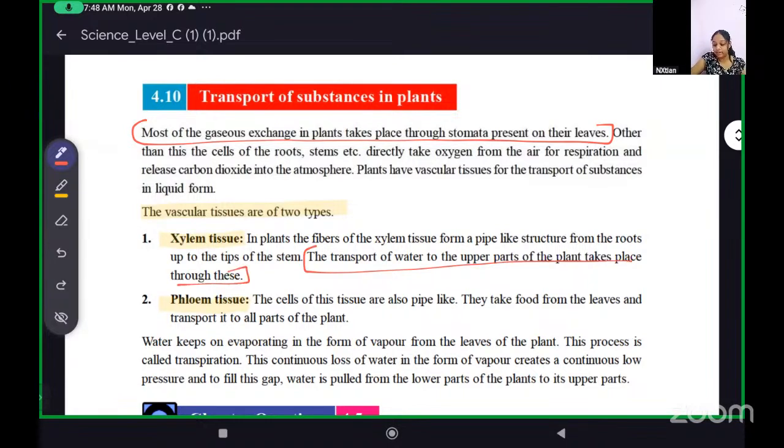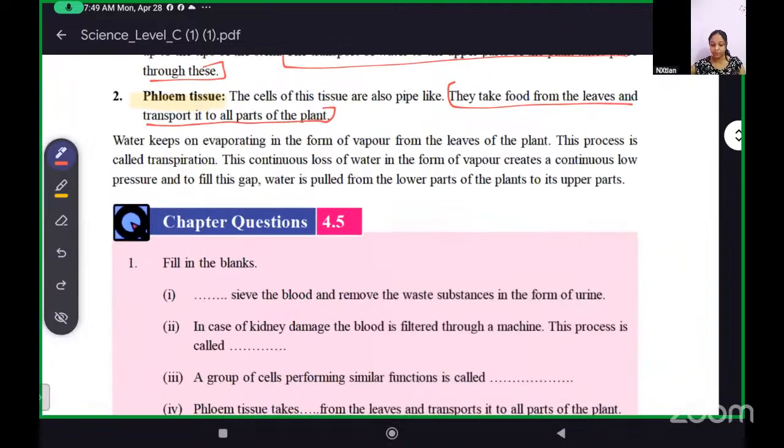Whereas the phloem tissue is also pipe-like, but its main function is to take food from the leaves and transport it to all parts of the plant. In plants, the food is prepared in the leaves. Then the phloem tissue takes that food prepared in the leaves and transports it to the rest of the body. So these are the two main functions of xylem tissue and phloem tissue.